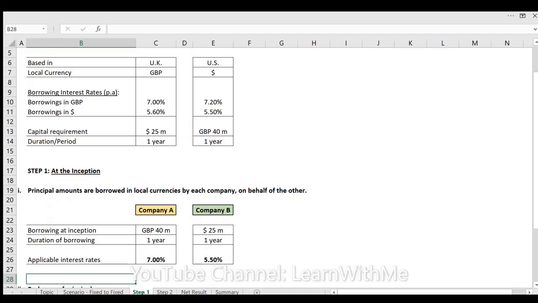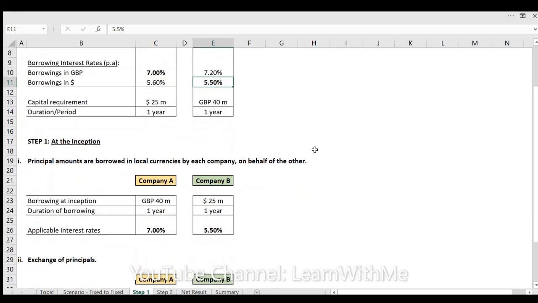Okay? And what would be the applicable interest rate of borrowing? The applicable interest rate of borrowing for Company A, since it is borrowing in GBP, would be 7% per annum. While for Company B, since it is borrowing in US dollars, which is its local currency, its applicable interest rate will be 5.50% per annum. Fair enough. So this is what happens at the inception. The principal amounts are borrowed in local currencies by each of these companies on behalf of the other.